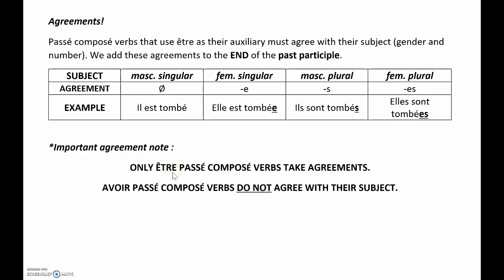So it's only the 16 Dr. Mrs. Vandertramp verbs that you'll have to worry about adding agreements onto their past participles. If you are conjugating just a run-of-the-mill regular verb that takes avoir as its auxiliary into the passé composé, then you do not, I repeat, you do not add any of these agreements to that. Only the Vandertramp verbs take these agreements, essentially. So that's an important thing to note as well.